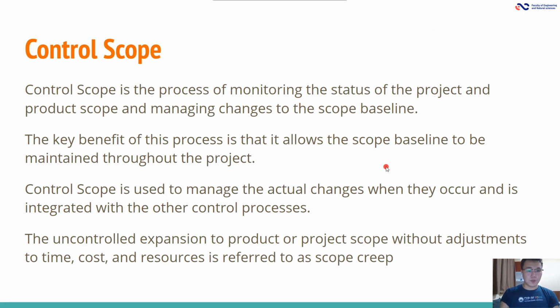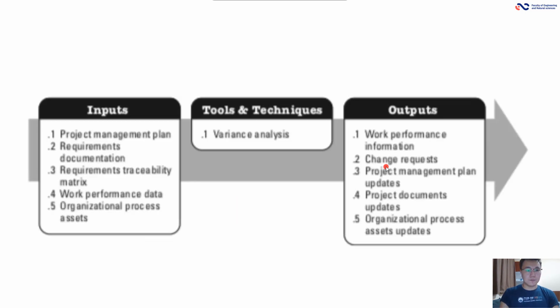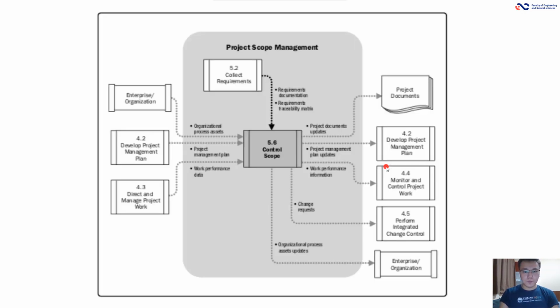Control scope. Control scope is the process of monitoring the status of the project and product scope, and managing changes to the scope baseline. Here in the inputs you have project management plan, requirements documentation, requirements traceability matrix, work performance data, organizational process assets. In tools and techniques, variance analysis. In outputs, work performance information, change requests, project management plan updates, project documents updates, organizational process assets updates. Here is a workflow of control scope.